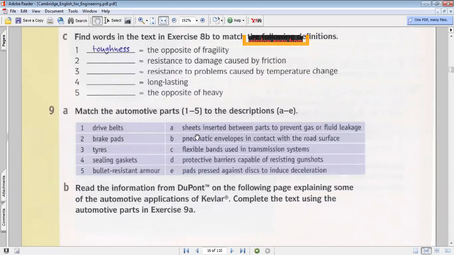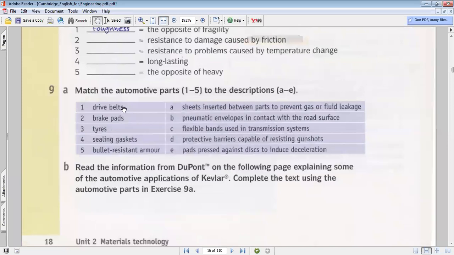Flexible bands used in transmission systems. Yes, flexible bands. باند برضه معناها حزام. خلينا نوقف قليلا على كلمة band. كيف عرفنا أن هذه توافق الأولى، flexible bands؟ كلمة band معناها حزام، وكلمة band معناها مجموعة. In an old song it says: I went down the Jordan and what did I see? A band of angels following me. Band means a group or it means a belt.